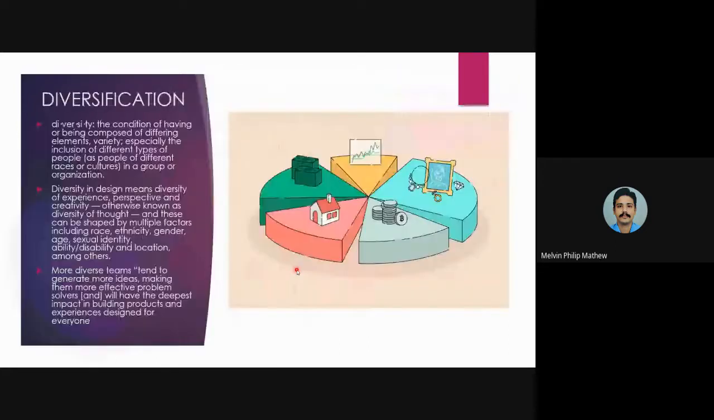Okay. The next category is diversification. So what is basically diversification?